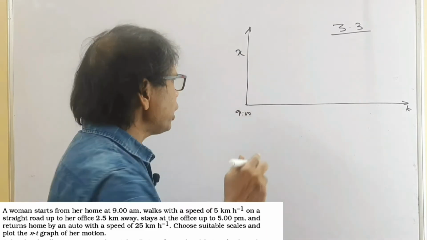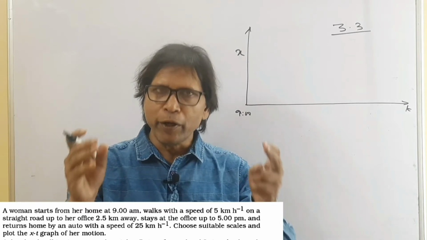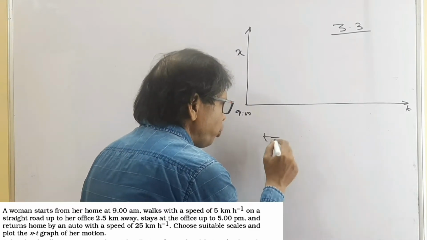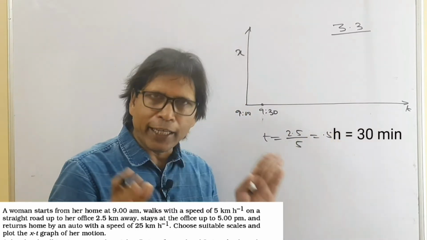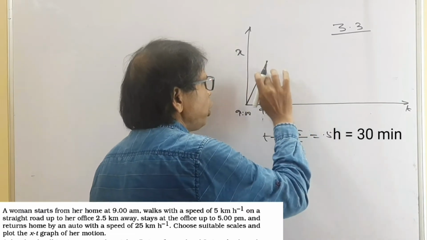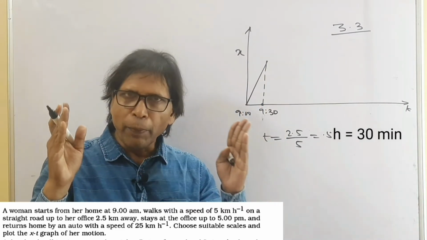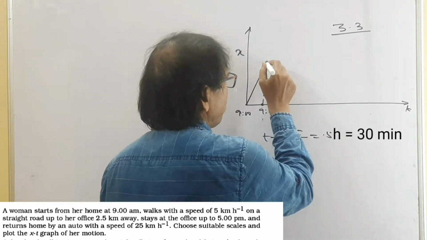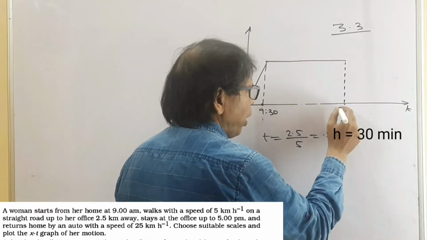Now next, NCERT numerical 3.3. A woman starts from home at 9 am with a speed of 5 km per hour and walks 2.5 km to the office. Now, the time taken to cover it is 2.5 by 5, so this is 0.5 hour. That is, at 9:30 she reaches her office. So this is uniform velocity. So this graph represents the uniform motion. Then up to 5 p.m. the woman is at the office. So this graph becomes this. Okay, now this represents 5 p.m.